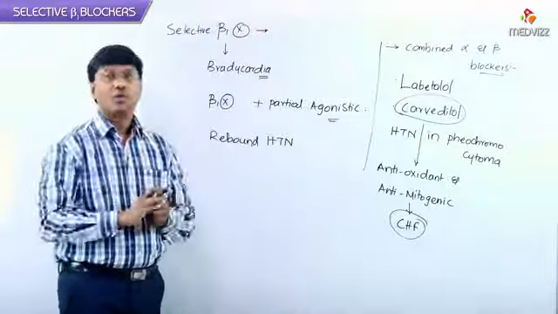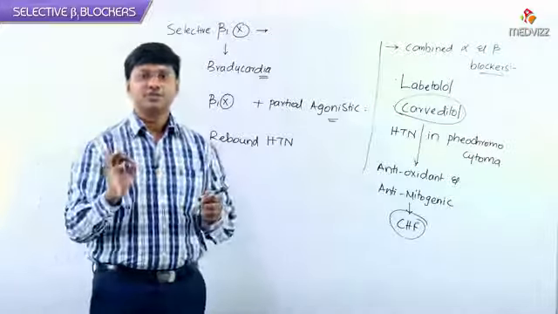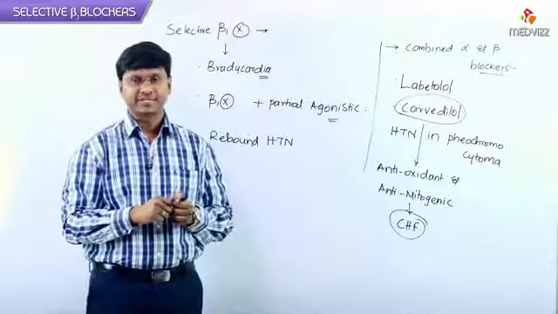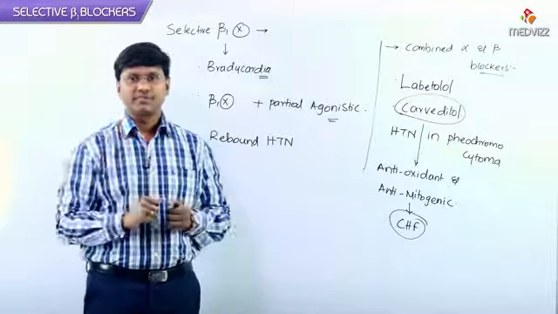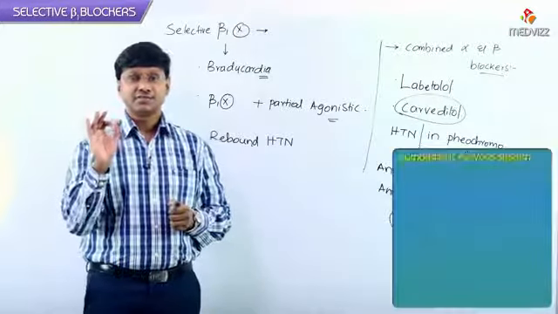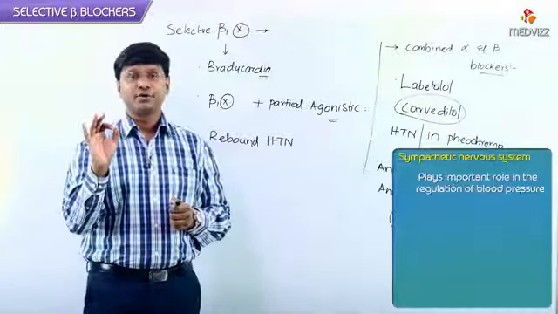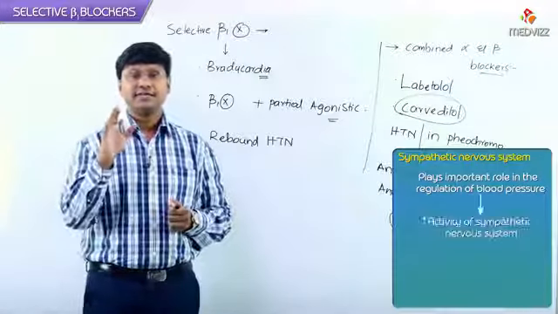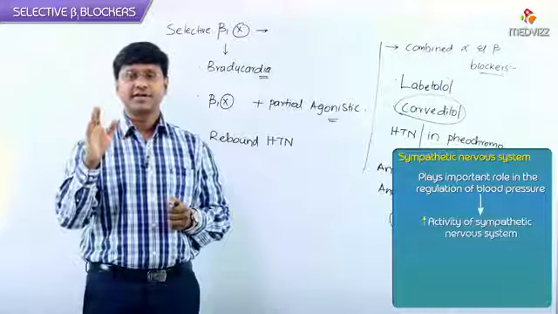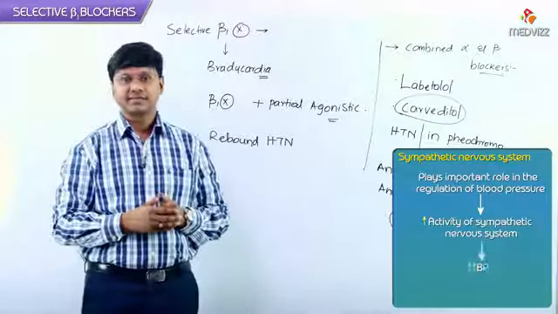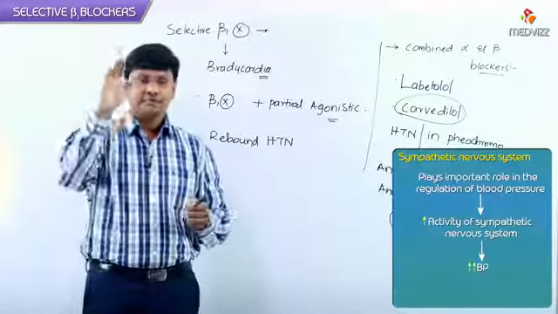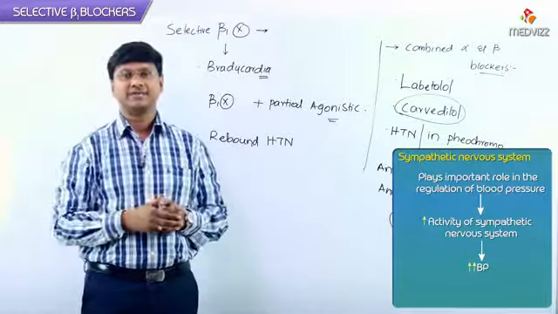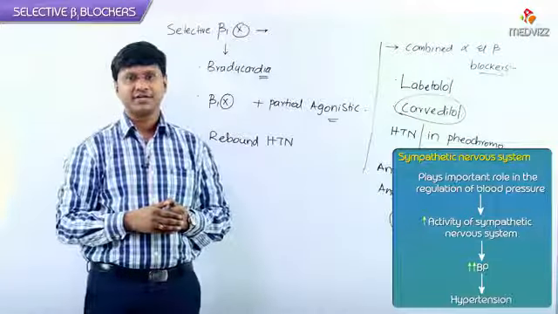So remember, overall these are the group of drugs which will cause sympathoplegia. What we have discussed in the beginning: sympathetic nervous system stimulation plays an important role in the regulation of the blood pressure of the individual. If the sympathetic nervous system is excessively stimulated, there is an excessive increase in the blood pressure. Now you have to reduce the activity of the sympathetic nervous system in patients with hypertension.